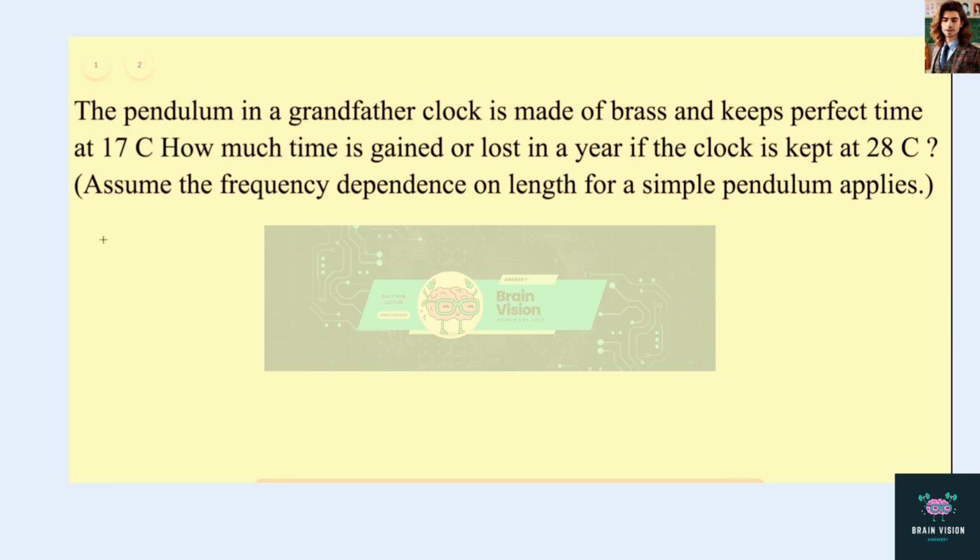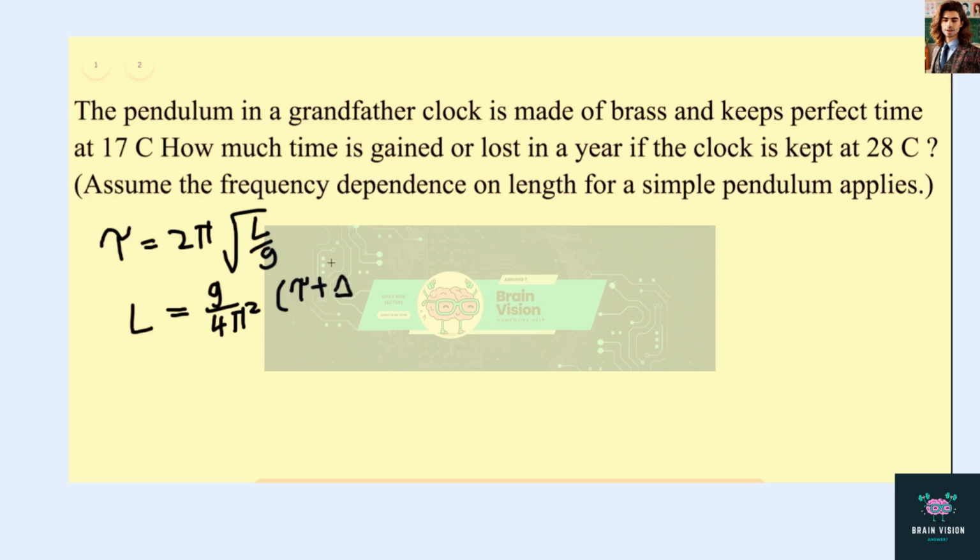So this time dependency on length is given by tau for time, so as not to confuse it with T for temperature, is equal to 2 pi root L over G, where G is the gravitational constant and L is the length of the pendulum. We aren't given the length in the question, so we need to make length the subject of this equation. So we have length is equal to G over 4 pi squared tau squared.